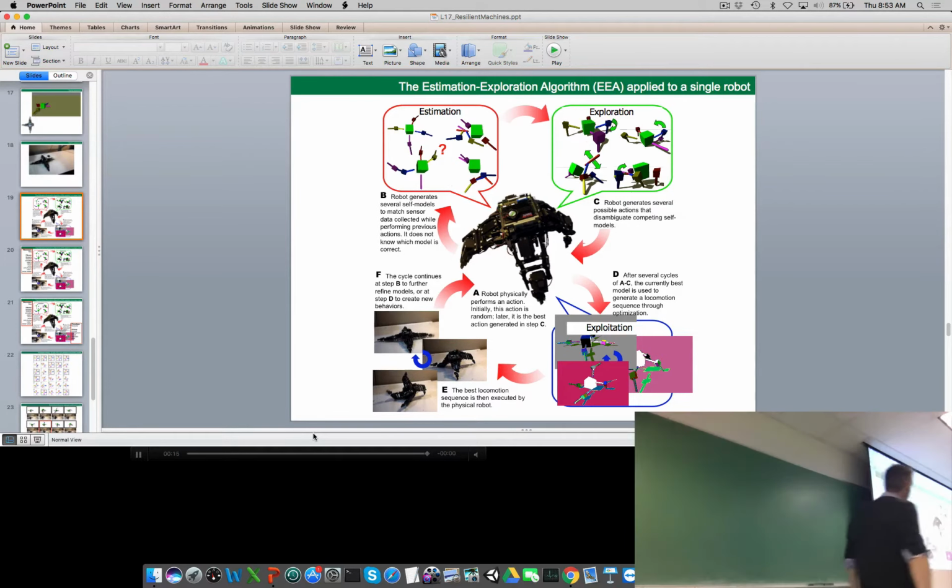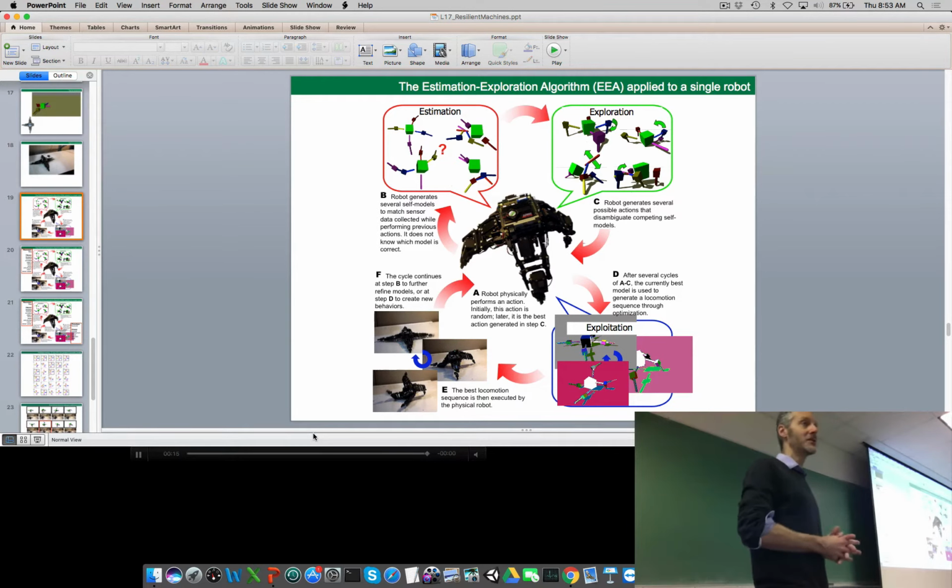So when we published this paper 10 years ago, there was some interest from developmental psychologists because up to that point, the assumption had been that when babies are motor babbling, when they are trying to learn about self and the world around them, that they're just doing it at random.